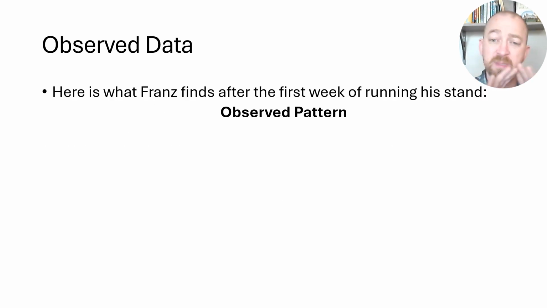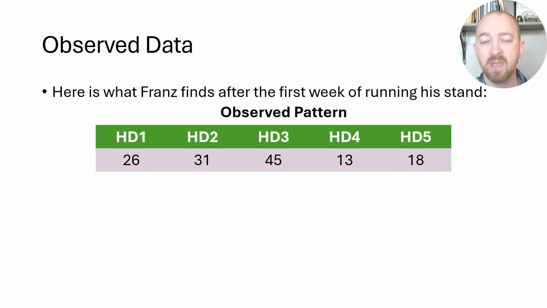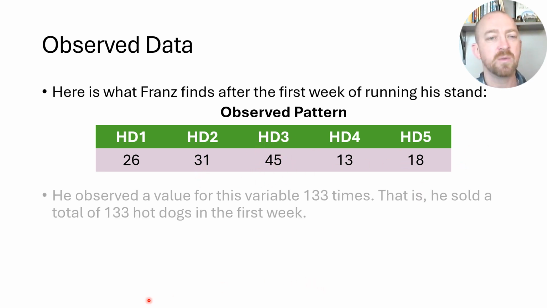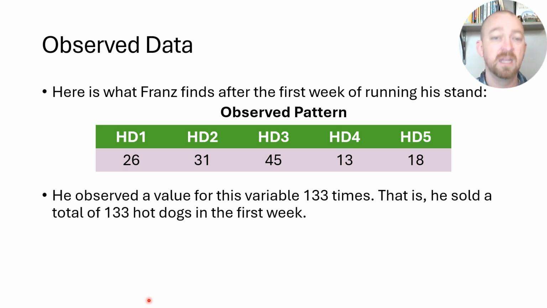So Franz spends an entire week and he writes down very carefully, keeps very good data on which hot dog style is being purchased. And this is what he sees. In other words, he sold hot dog number 1 26 times over the course of that week. Hot dog number 2 was sold 31 times. Hot dog number 3 was 45 times, and so on. Okay. So now what he wants to do is see, is this a significantly different pattern than I would expect if they all had an equal chance of being purchased to one another?